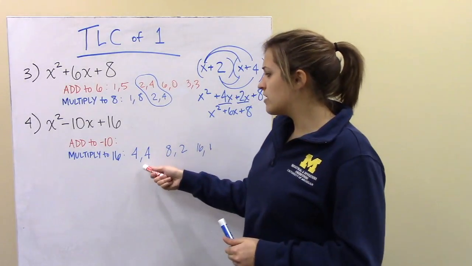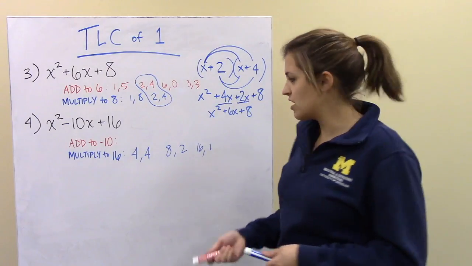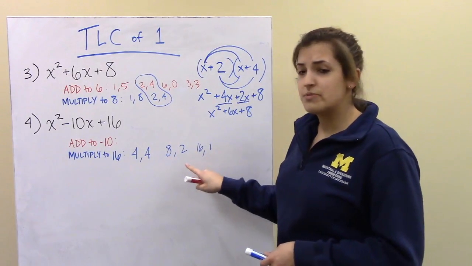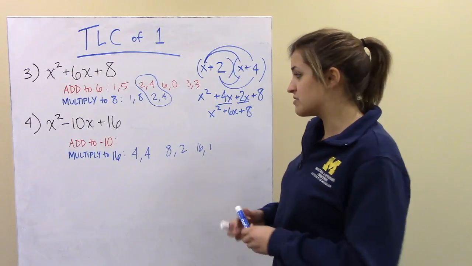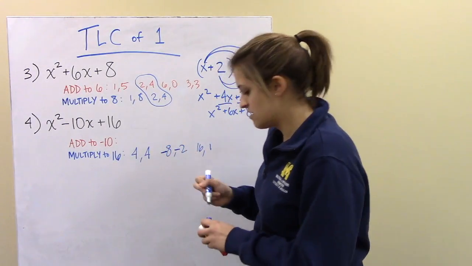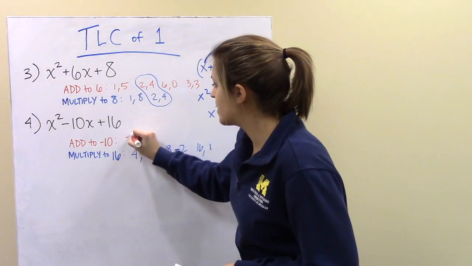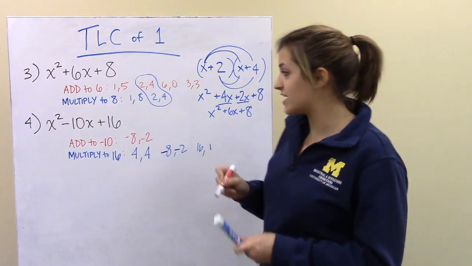So 4 and 4 don't add to negative 10, or negative 4 plus negative 4. But negative 8 plus negative 2 equals negative 10. So if I put negatives in front of here, I think I'm going to get something that works. So negative 8 and negative 2, those add to negative 10.